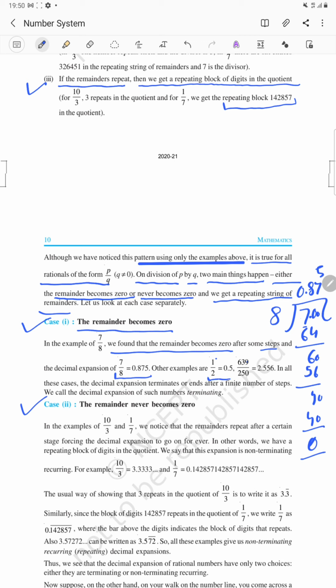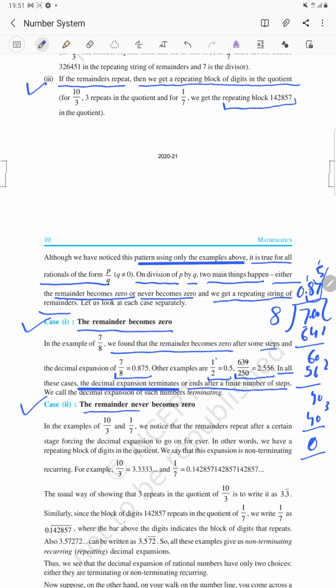In 1 by 2 we are getting this. In this we are getting this type. In all these cases the decimal expansion terminates, means ends after a finite number of steps. Like here 1, 2, 3 steps. After 3 steps of the division process, the decimal expansion terminates. There is no number coming after 5.